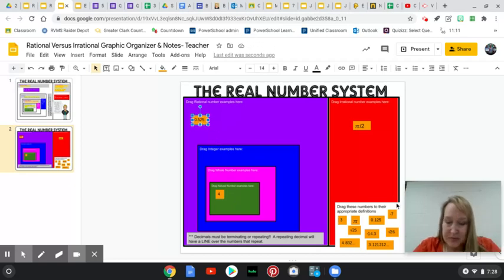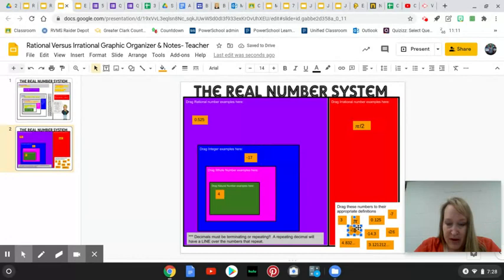Negative 7. We're going to do a copy with that one. Instead of negative 7, I'm going to make it negative 17. Well, negative 17 is a normal number. It's not a fraction, but it is also not a whole number like 0, 1, 2, 3. It's an opposite. So it goes there.